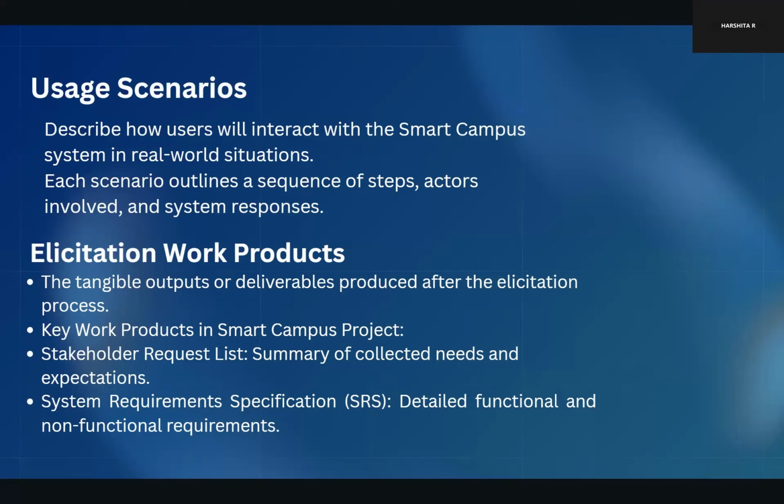Usage scenarios are simple stories that illustrate a specific interaction between a user and the smart campus system to achieve a goal. A key scenario is predictive maintenance, where the sensor detects a failing asset, automatically triggering a work order before the system breakdown occurs. Elicitation work products are the resulting documentation, including a formal requirement specification document, the stakeholder analysis, and user stories written from the user's perspective. These are the usage scenarios and elicitation products.